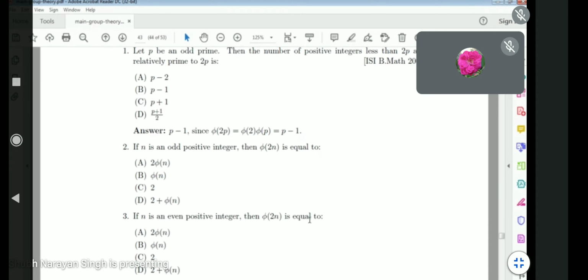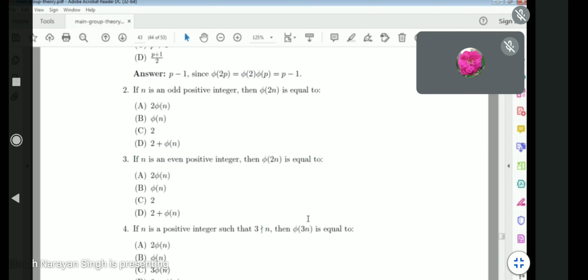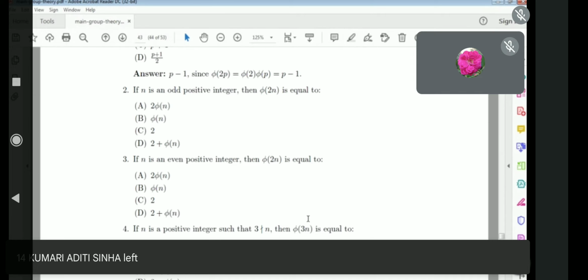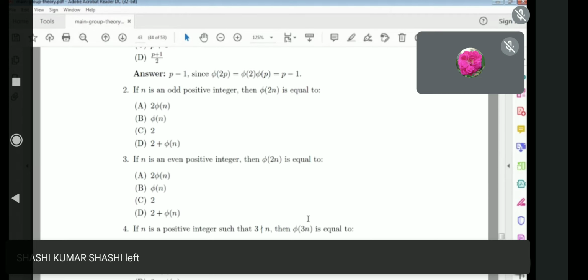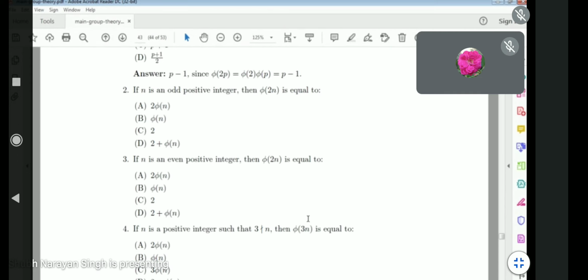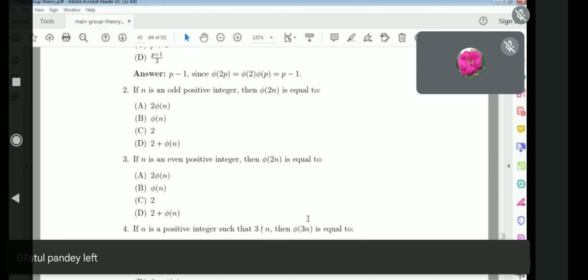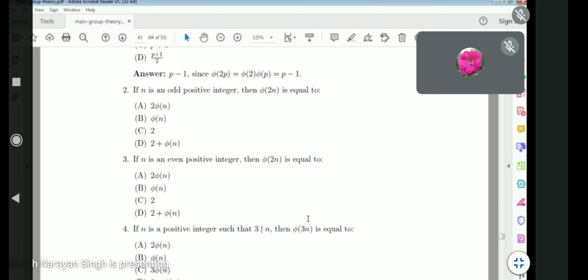Now in the next question I give, if n is an even positive integer, then I ask for the value of phi of 2n among these four options. Can you guess? Sir, 2 into phi n. 2 into phi n. How do you get 2 into phi n? Please.